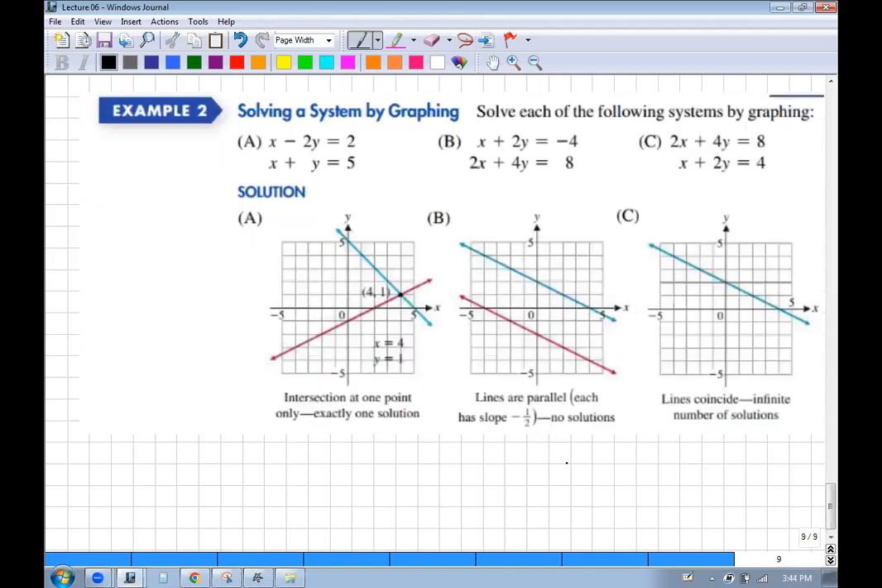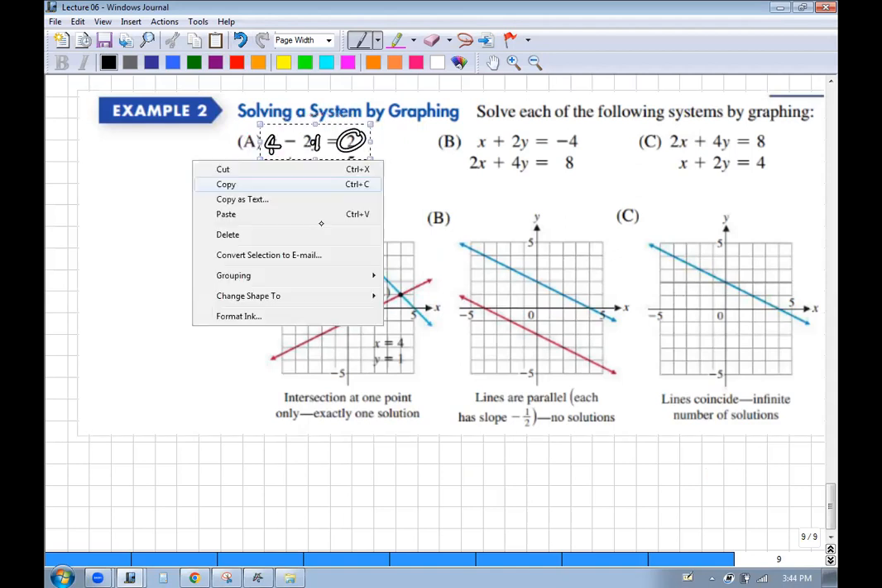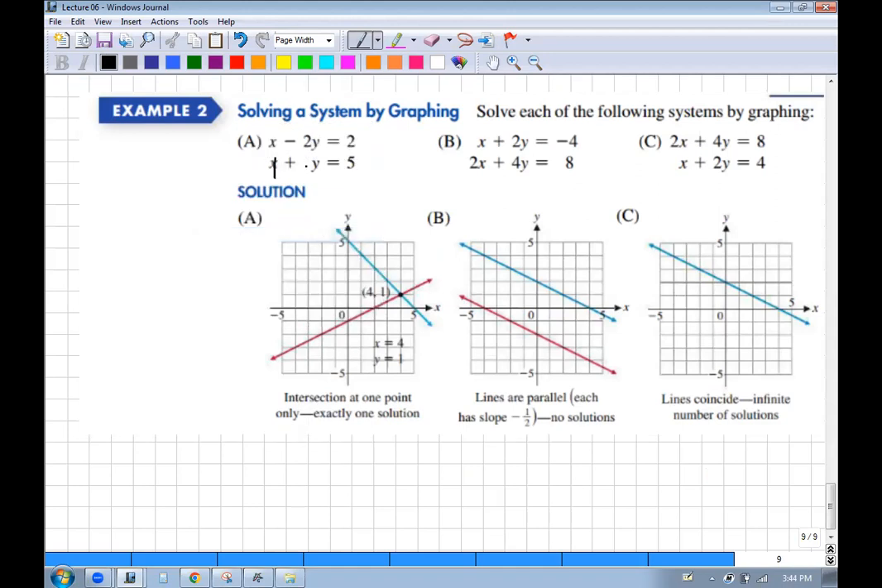Okay, so A, they graph these two lines and look to see whether they intersect. 4, 1. You replace x with 4 and y with 1. 4 minus 1 is 3. And here, 4 plus 1 is 5. So it works, right? And you can graph these however you want. I just plugged it into software.